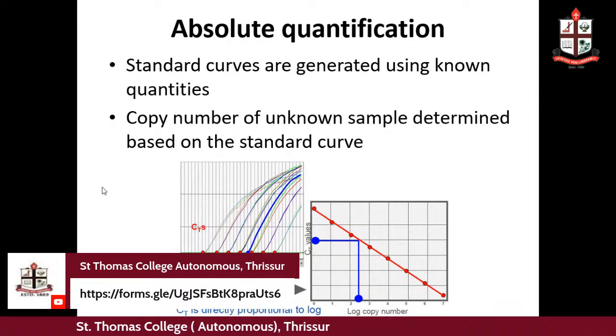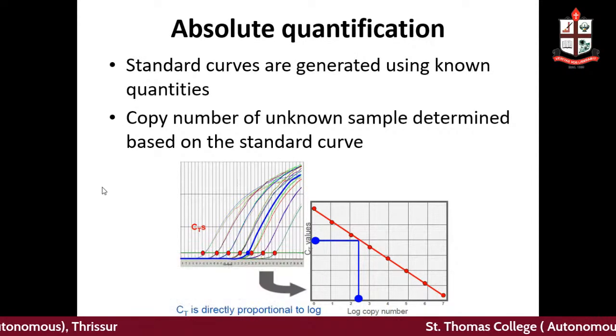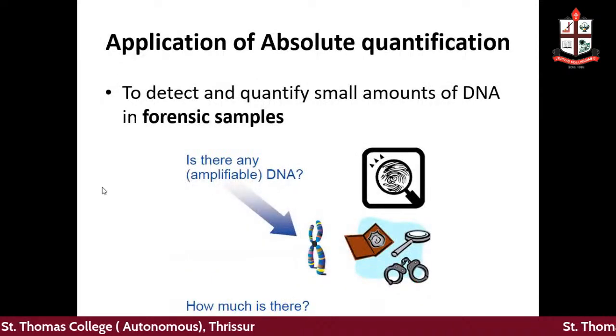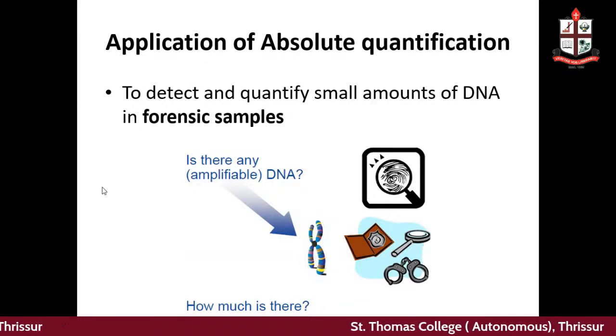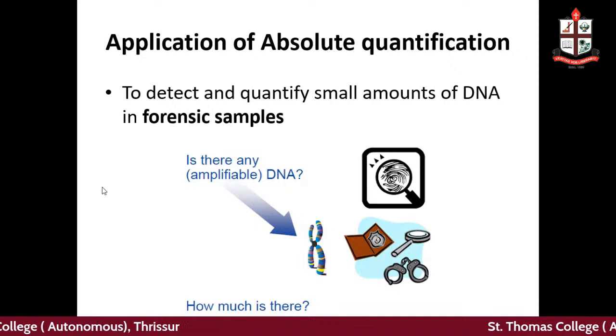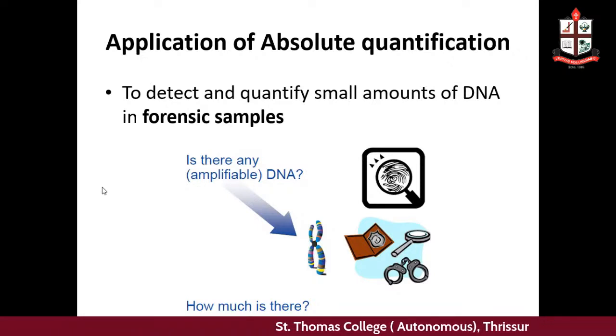So this is not a widely used method, and this can also be used for gene expression. So here we'll get the actual copy number of that gene in the different samples. And for forensic samples, for detection of samples, this absolute quantification is done if the quantification is also required. If quantification of that particular gene is required from the forensic sample, then absolute quantification is done.